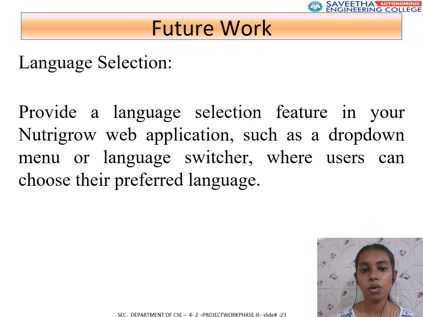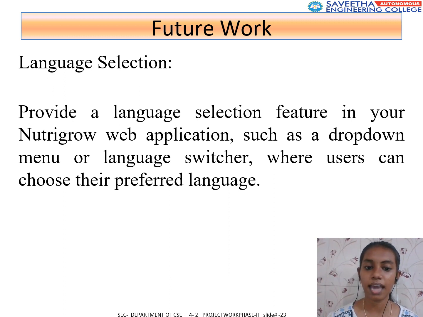So in the future work, what we can do is that we can have a language selection feature where you can display a drop down menu and you can navigate which language you want, so that the user can choose their preferred language. So this can give more knowledge of agriculture to those who have a language barrier.